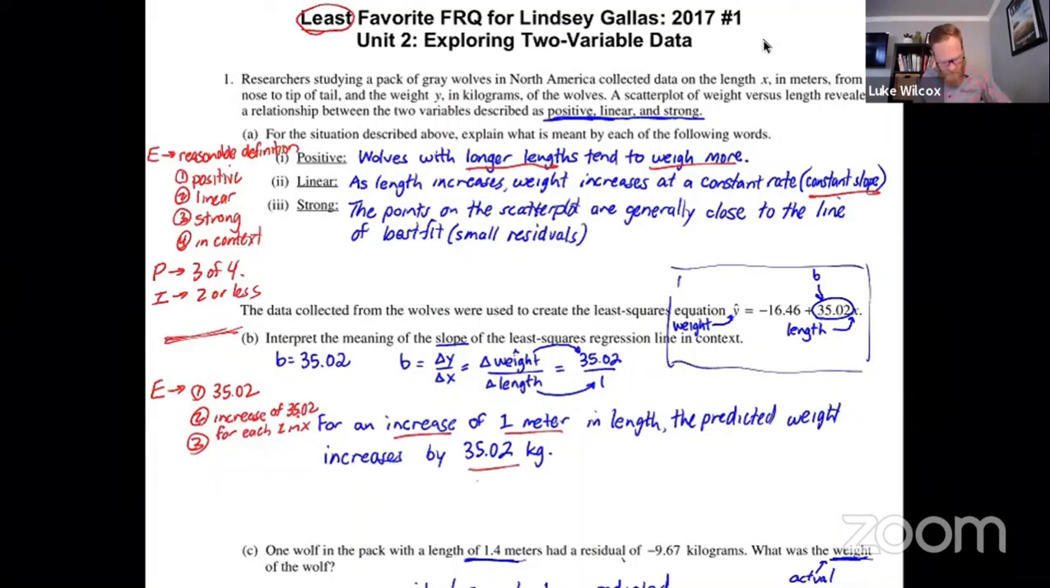And then finally, and this one's really important, number 3, the language you use. It is not the weight that goes up by 35.02. It is the predicted weight, or you could say on average, or estimated. So you have to have one of those types of words in there, rather than saying specifically the weight would increase by 35.02. So partially correct would be to have 2 out of the 3, and an incorrect would be 1 or 0.